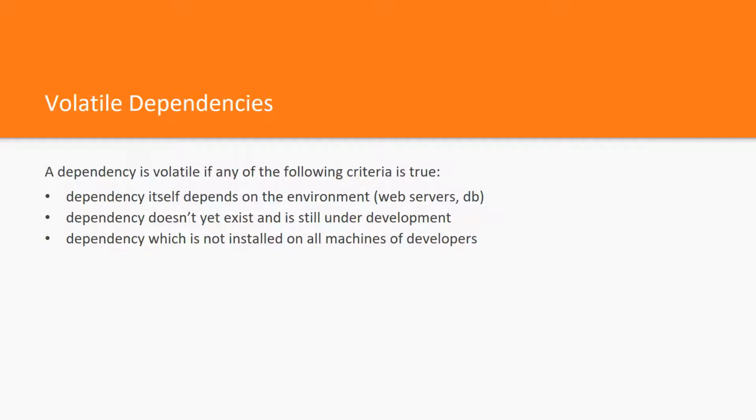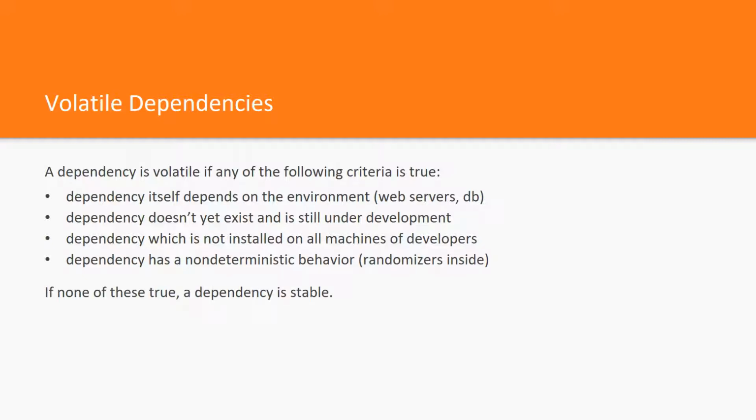The dependency is not installed on all machines of developers. And the dependency has a non-deterministic behavior. It can depend on datetime now, random number generation, and similar unstable by their nature things. In general, we can define stable dependencies as dependencies that are not volatile. It may sound odd, but it's quite simple and useful, so we will stick with that definition.